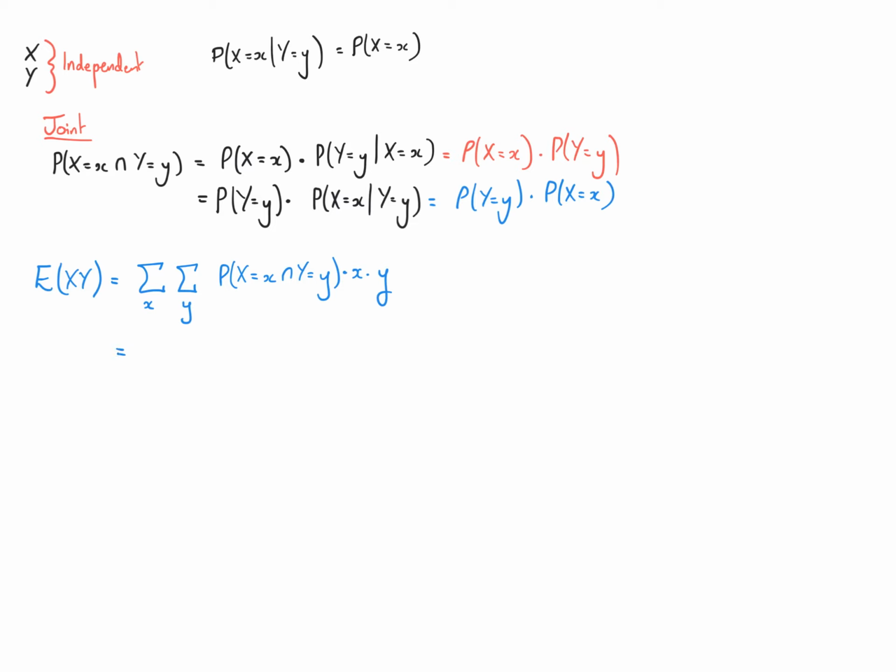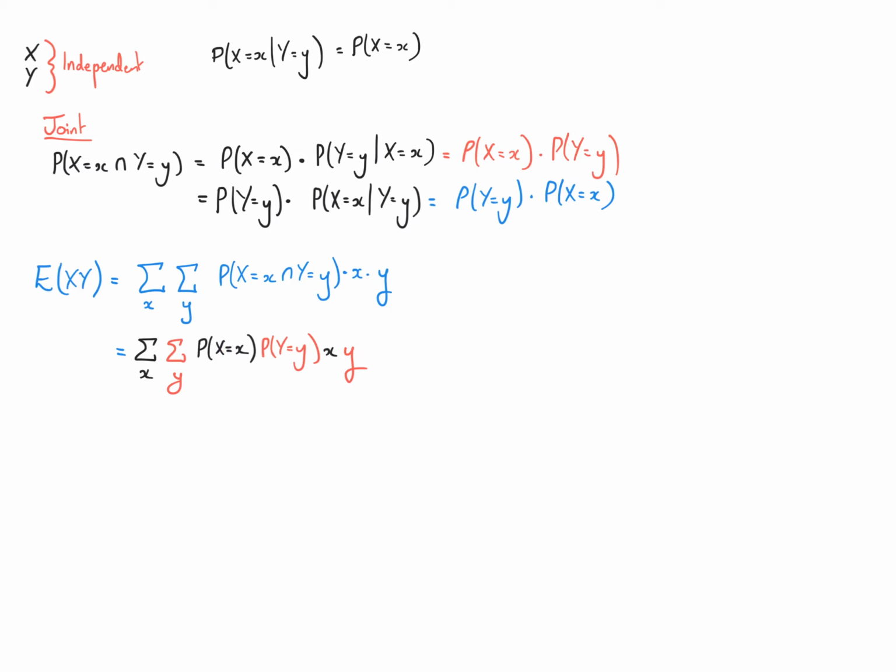So we can rewrite this as being equal to the sum over all values of x of the sum over all values of y of the probability that x is equal to x times the probability that y is equal to y times x times y. Now, for each value of y, this probability that x is equal to a particular value, little x, is fixed, as is the value of little x. So those can be taken outside of that second summation.